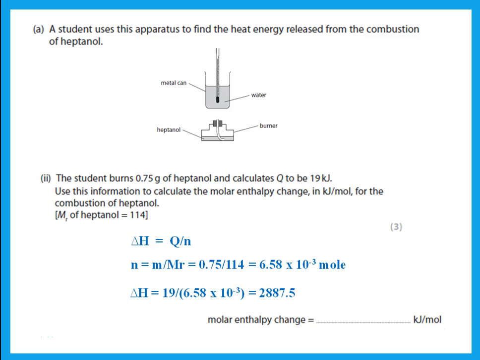Again, I must put a sign. Now here, should I put plus that number or minus that number? What is he doing? He's doing combustion. Combustion of heptanol. When you burn anything, it gives out heat. And that means that it's an exothermic reaction. That means this number must have a sign of minus. It's a negative number.